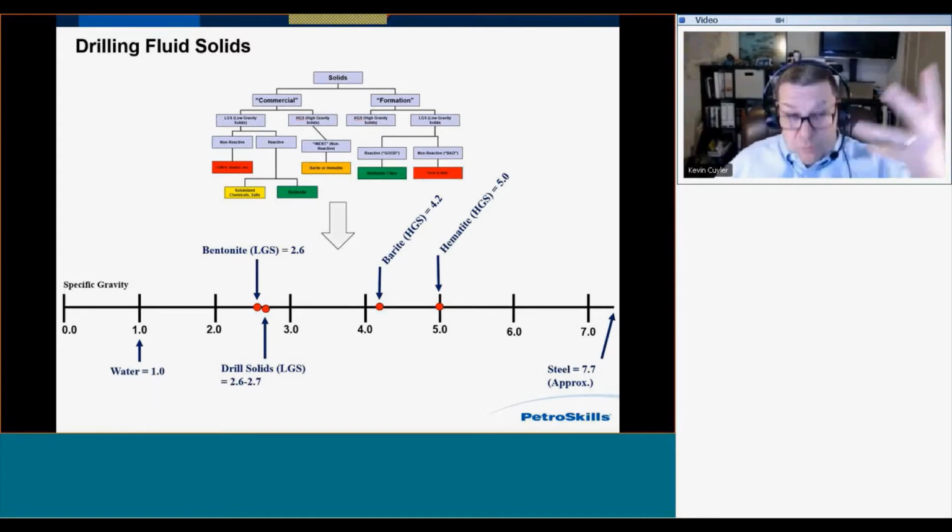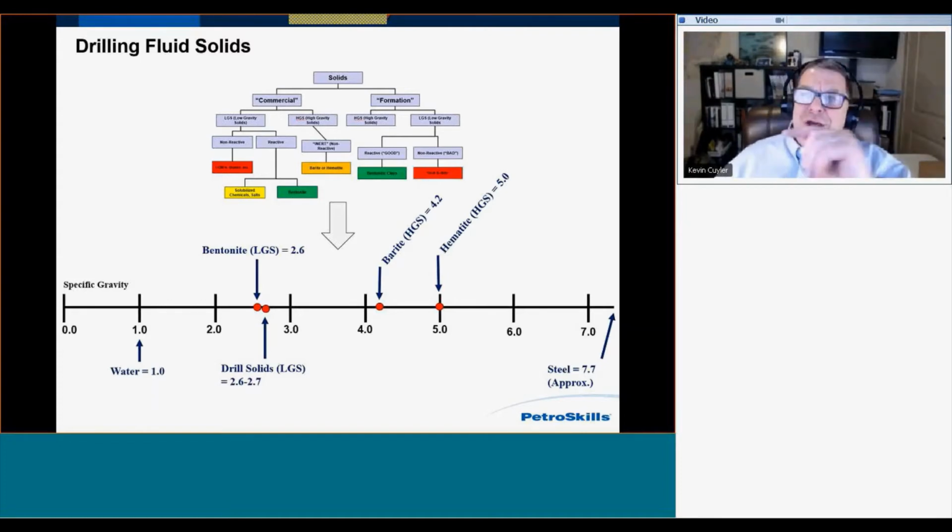Many times we will commercially add it, but as we just pointed out, some of it may come from the formation as well. Most of your drill solids will also fall somewhere between 2.6 and 2.7. Every once in a while, you'll get up to about 2.8 specific gravity on your drill solids. But they do sit on that lower end. And then, of course, as we move our way further up, we get to barite at 4.2. And then hematite, if you happen to be drilling with a hematite-weighted mud, at 5.0.